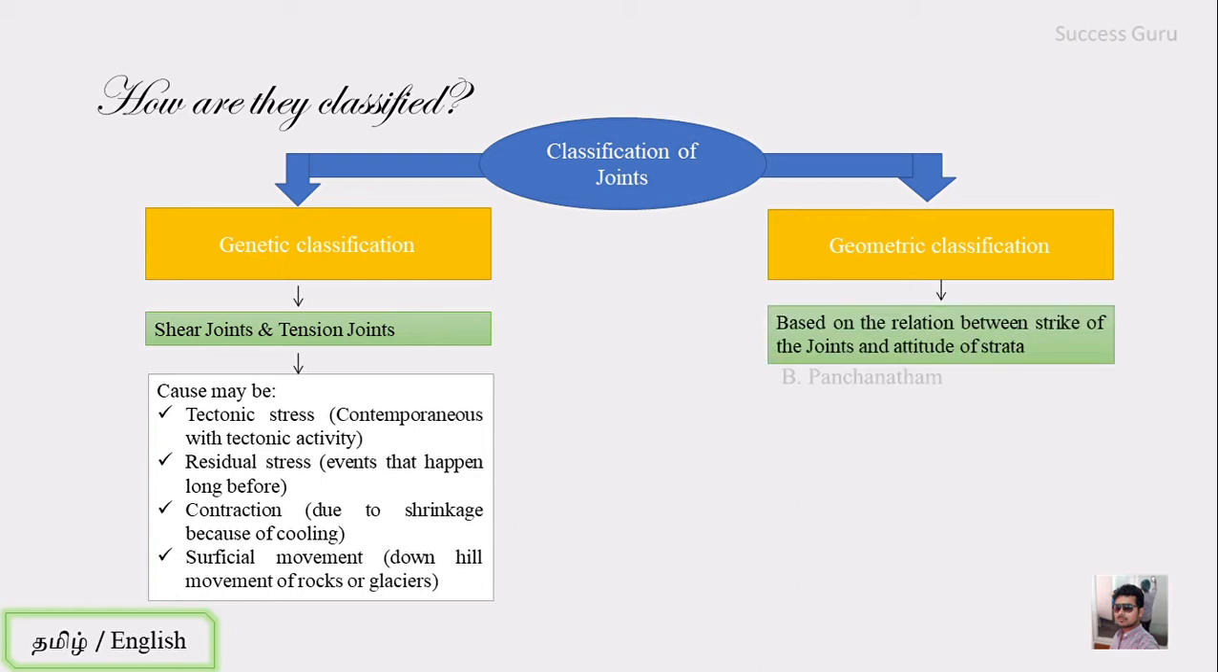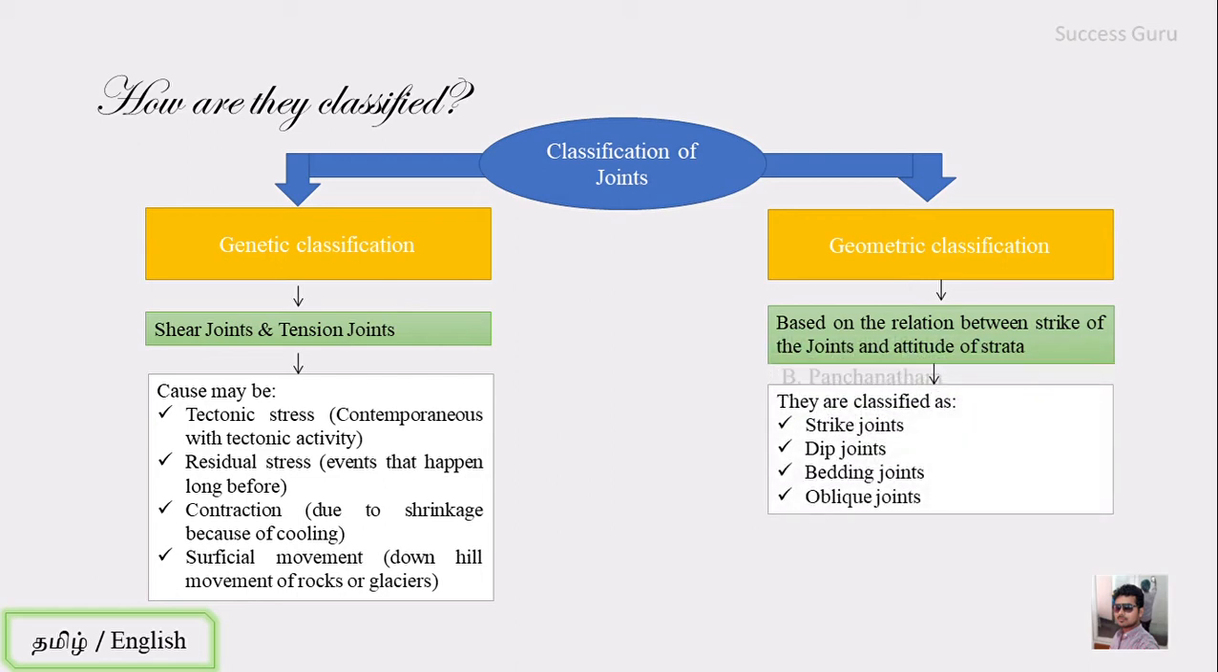The second one is the geometric classification, which is based on the relation between the strike of the joint and the attitude of the strata. This can be classified into four: the strike joint, the dip joint, the bedding joint, and the oblique joint. So these are the four categories in the geometric classification. Let us see them one after another in detail.